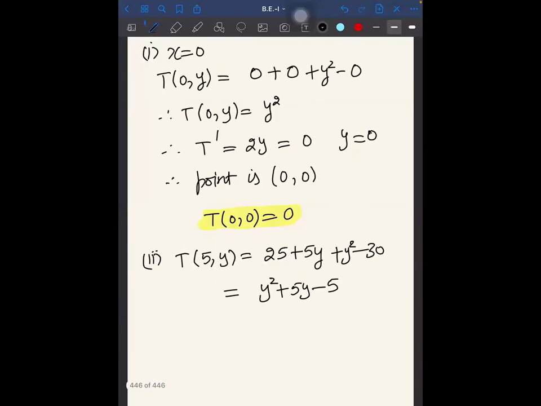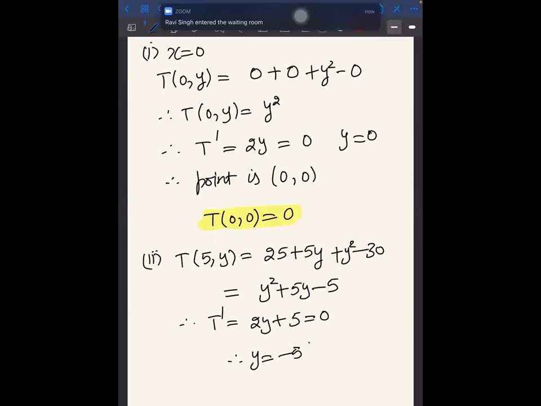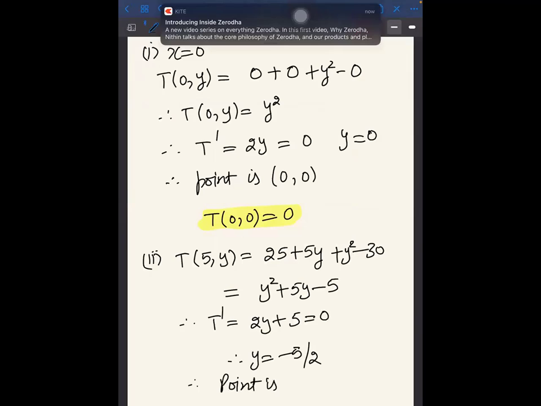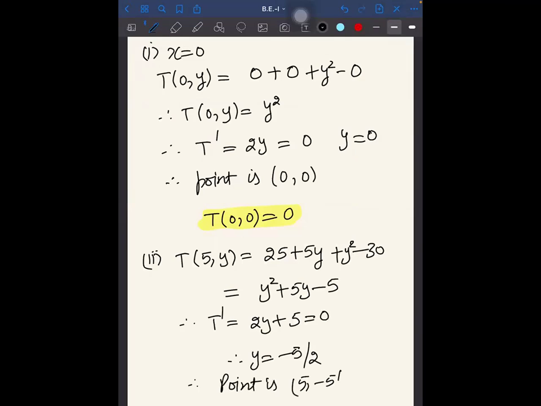Okay sir, you can collect them together in a way. So let's say you have now t of that was 5y. So of course now if you take t dash, this becomes 2y plus 5 is equal to 0. So your y is minus 5 by 2. So therefore now you have chosen x to be equal to 5. So the point is 5, minus 5 by 2.